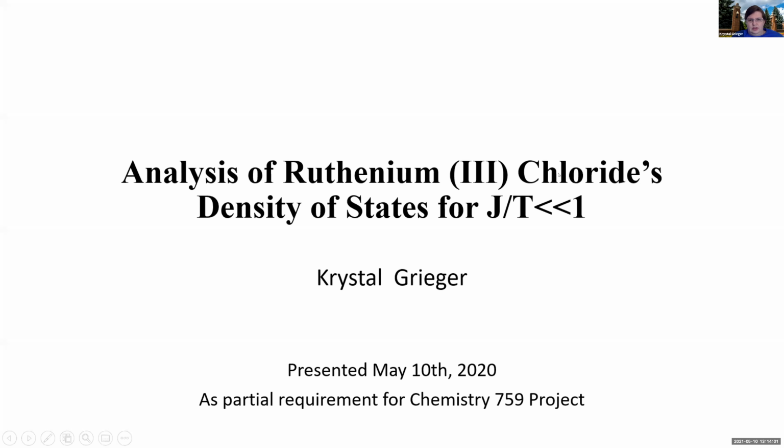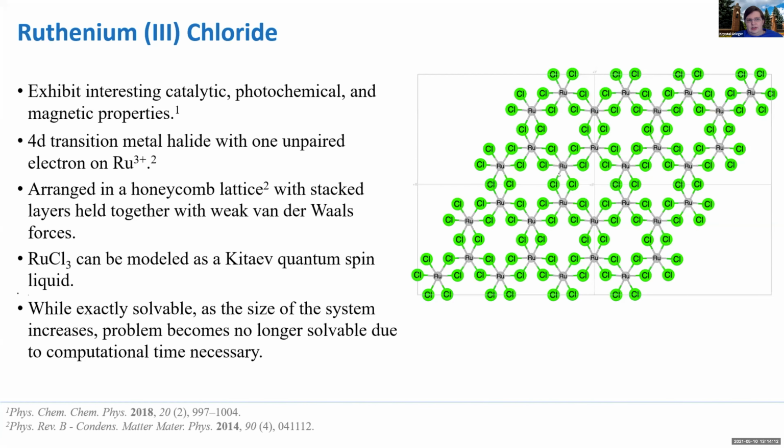Okay, so today I'm presenting on the analysis of the ruthenium chloride density of states when J over B is much less than 1, so when it's paramagnetic. Ruthenium-3 chloride exhibits interesting photochemical and magnetic properties. It is a 4d transition metal with one unpaired electron on the ruthenium-3 plus. It's arranged in a honeycomb lattice, and the interlayers are stacked with weak van der Waals forces, which allows them to be cleaved into thinner layers.